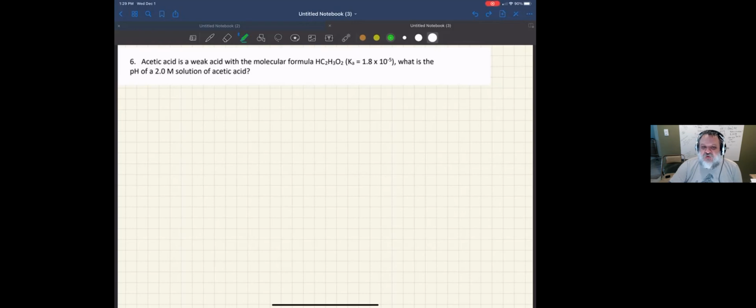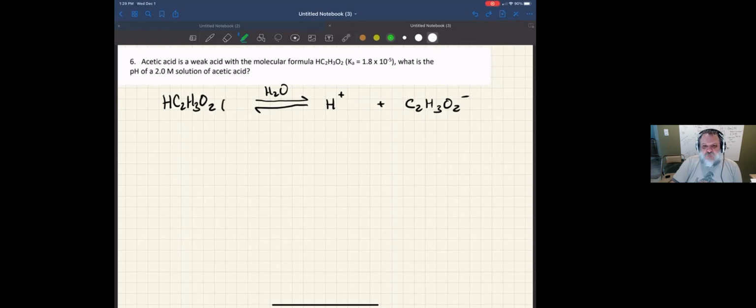So it starts off with saying acetic acid is a weak acid. And that means since it's a weak acid, we have to treat the ionization of acetic acid as an equilibrium reaction. And so we want to know what the pH of a 2-molar solution would be. And so the first thing we have to do is write down the reaction. So we let acetic acid dissociate in water into H plus and its conjugate base.